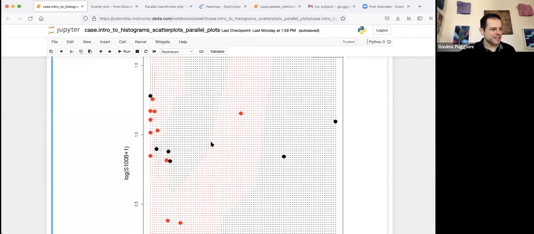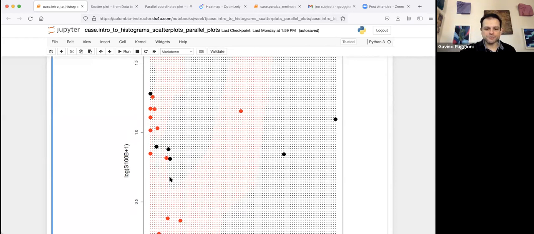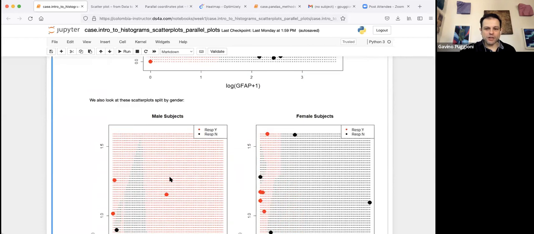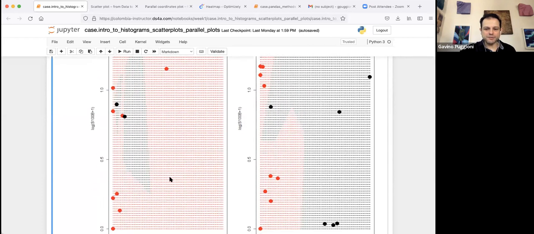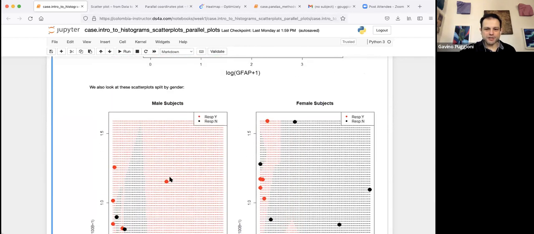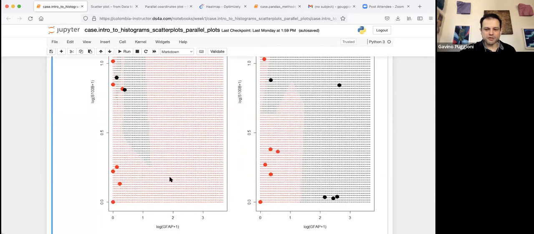So how many neighbors are we using? We designed a grid of points, and we are considering the distance between each point in the grid and the observed data point. We can also split them by gender, right? So we can have the male subjects on the left and the female subjects on the right.